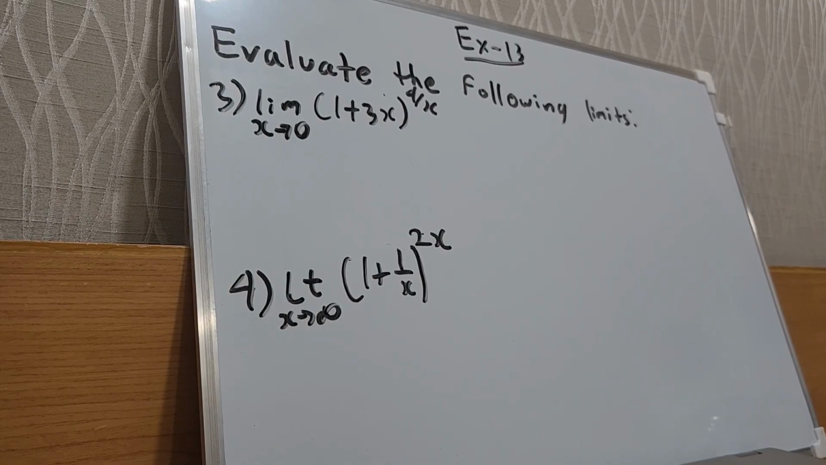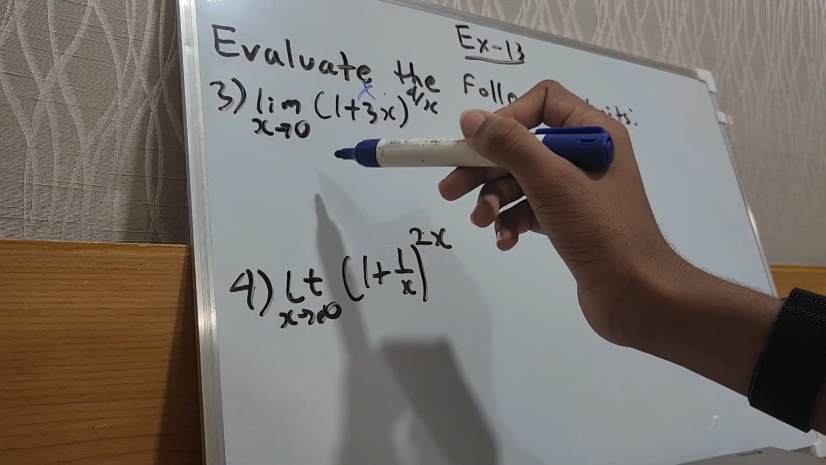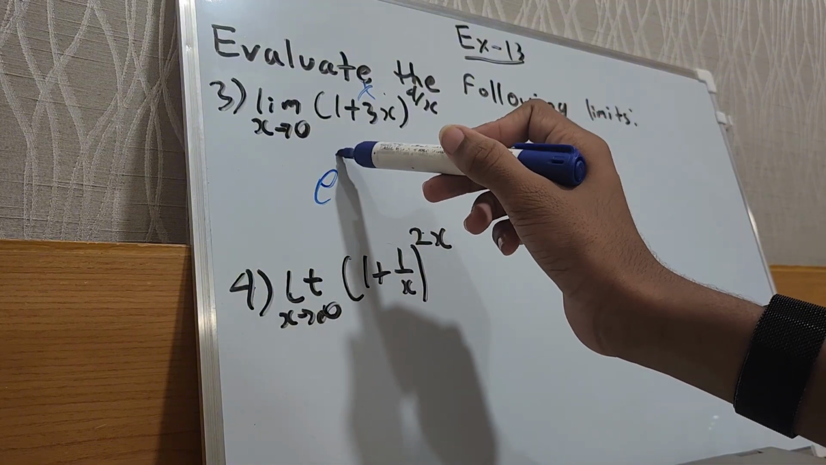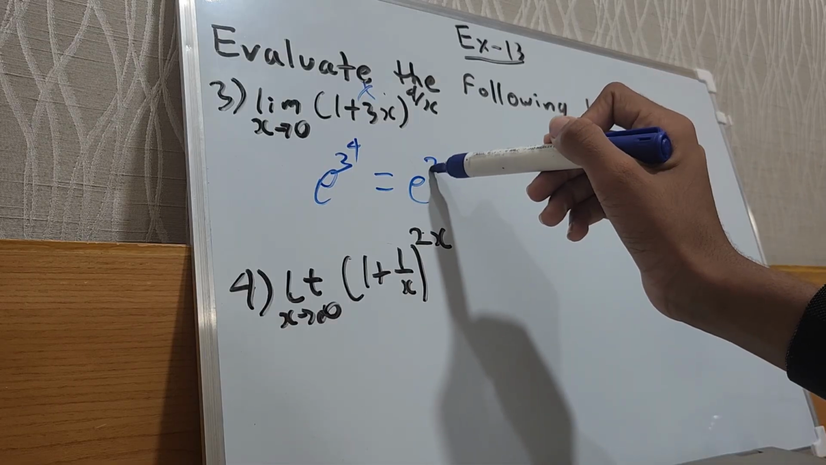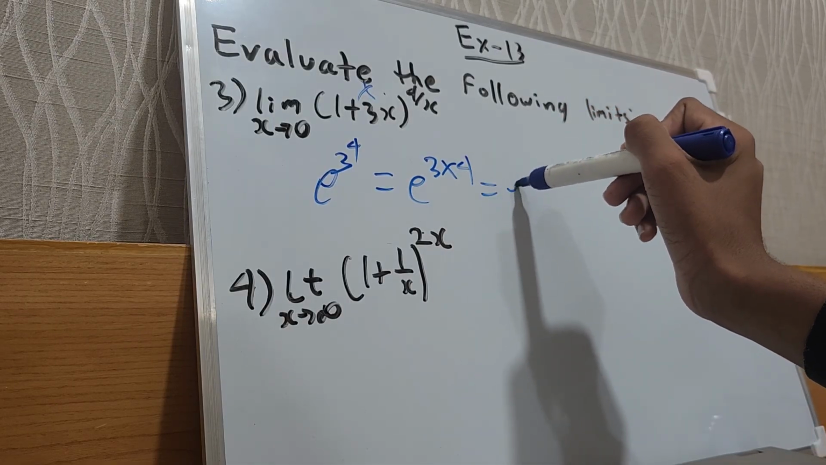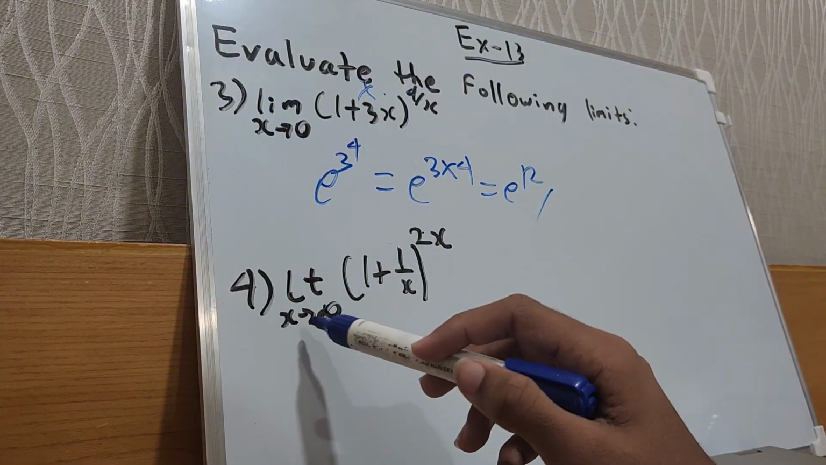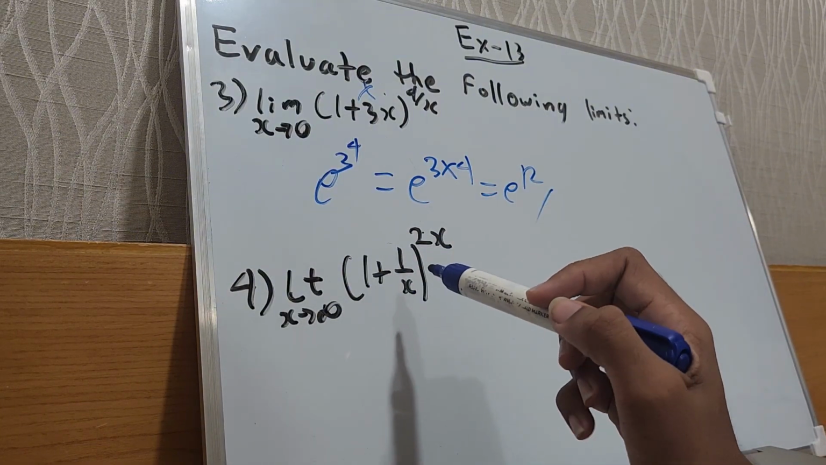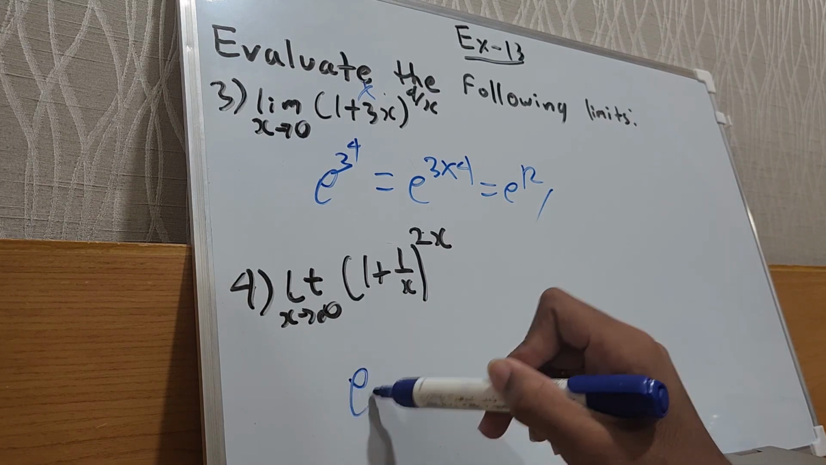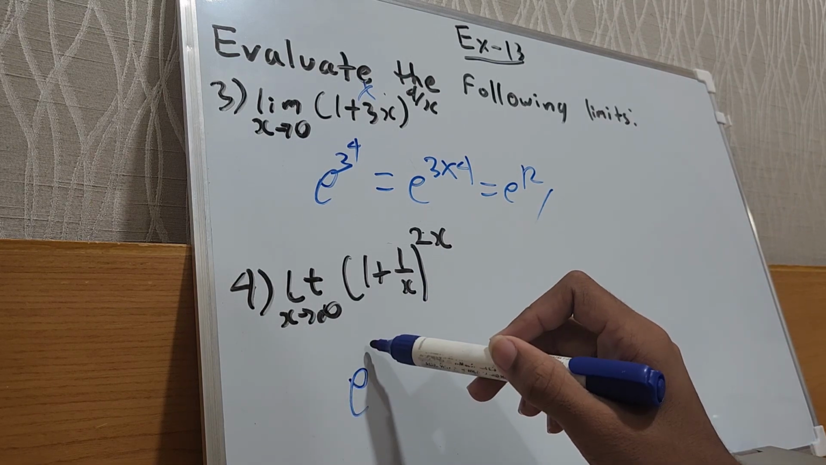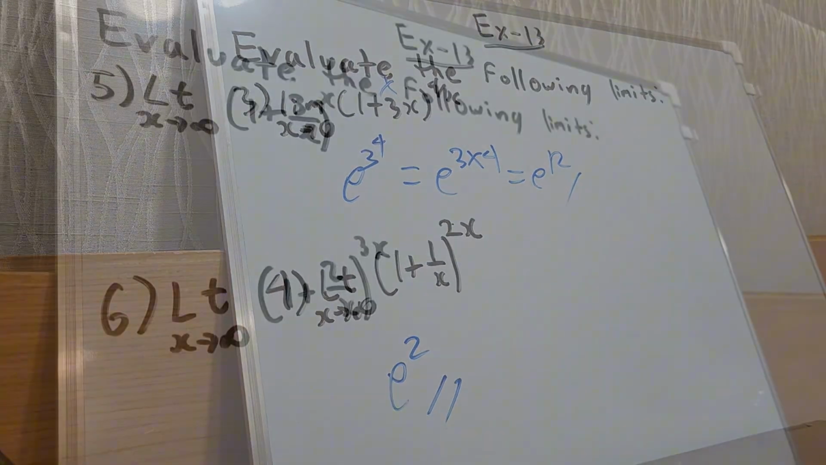Okay, we've got the third and fourth problems now. 1 plus 3x, this 3 will be lambda. So we take e power 3, whole power 4, which is equal to e power 3 into 4, which is e power 12. That's the answer here. Next, limit x tends to infinity, (1 plus 1 by x) whole power 2x. Here you use the formula for e, and here you'll get e power 2. So that's the answer. Pretty easy, right? Now let's go on to the next questions.